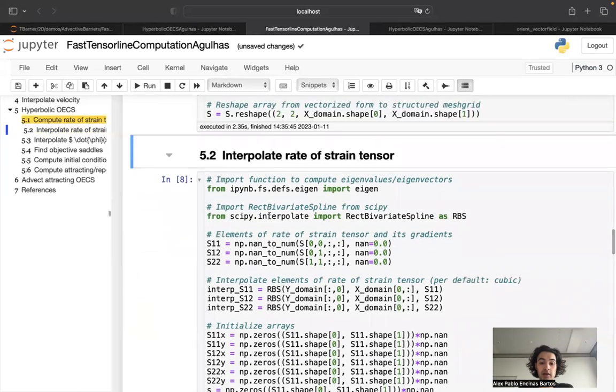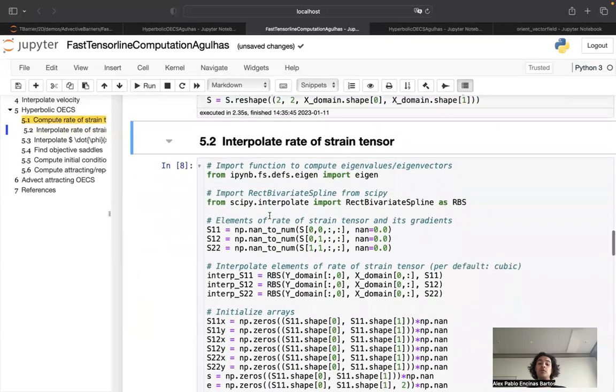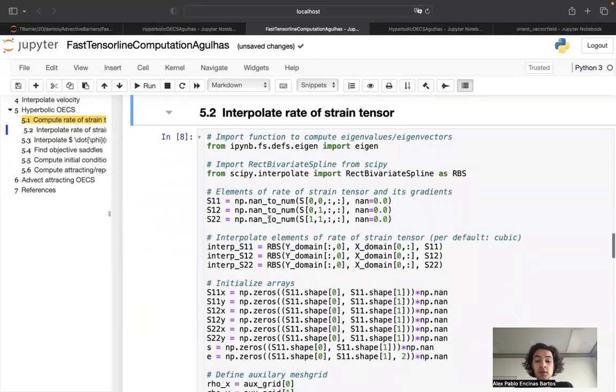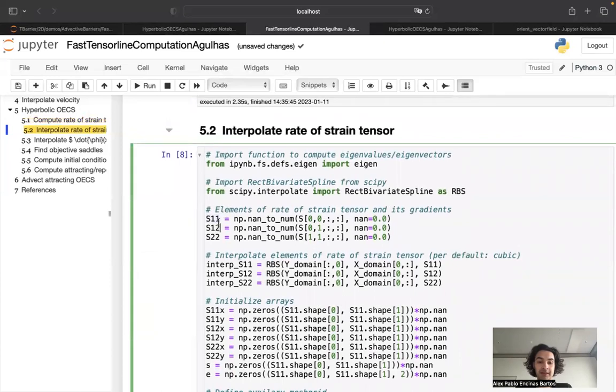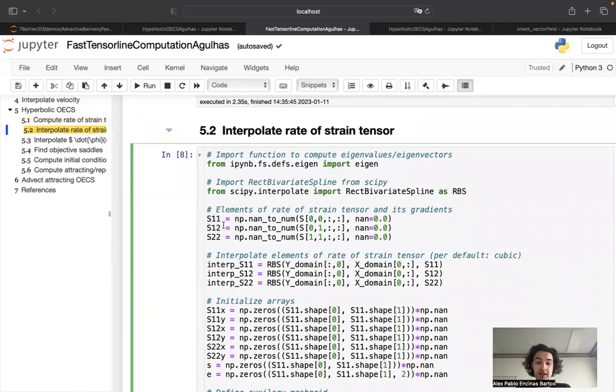And then since you want to be able to compute the derivatives of this rate of strain tensor, what you do is interpolate each individual component of the rate of strain tensor. So what we do here is we extract the S11 component, the S12 component, and the S22 component of the rate of strain tensor. Of course, we don't need to extract the S21 component because the rate of strain tensor is a symmetric matrix. So S21 is the same as S12.